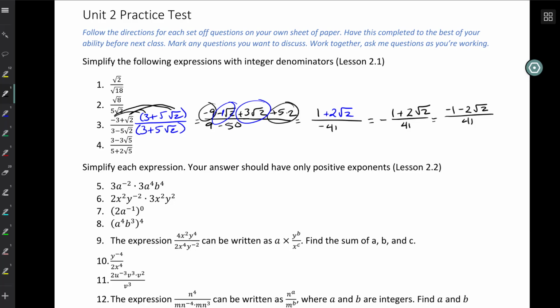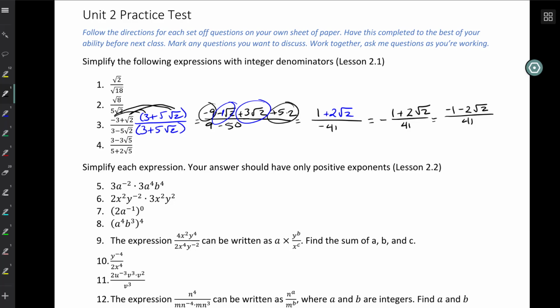Now, next we want to try simplifying each one of these expressions. Your answer should have only positive exponents. So this goes back to lesson 2.2. Let's try one that's going to utilize a bunch of different things. Let's take a look at number 9. Number 9 is a good one.